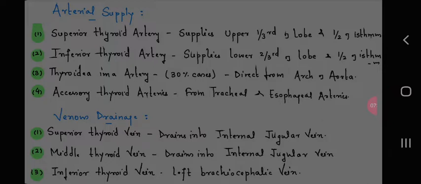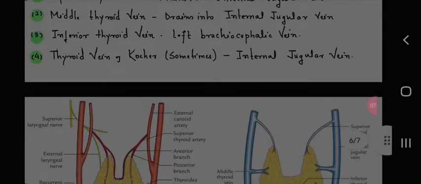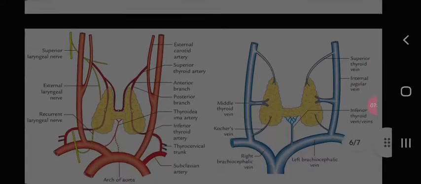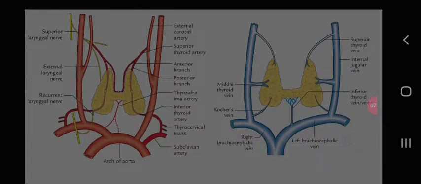Venous supply: the superior thyroid vein drains into the internal jugular vein. The middle thyroid vein drains into the internal jugular vein. The inferior thyroid vein drains into the left brachiocephalic vein. Superior thyroid and middle thyroid veins drain into the internal jugular vein and the inferior thyroid vein into the left brachiocephalic vein. Thyroid vein of Kocher, sometimes into the internal jugular vein.